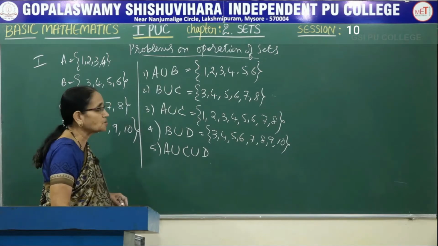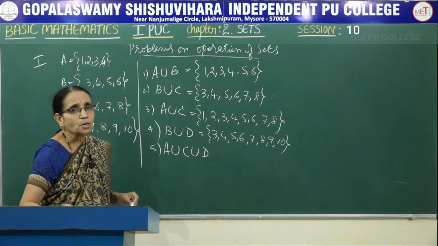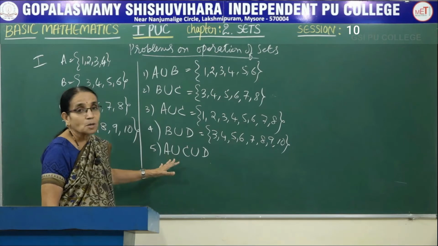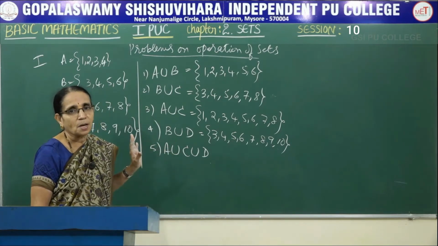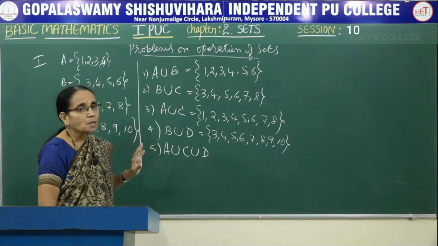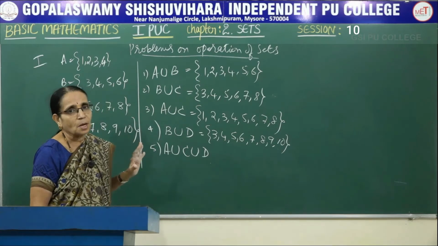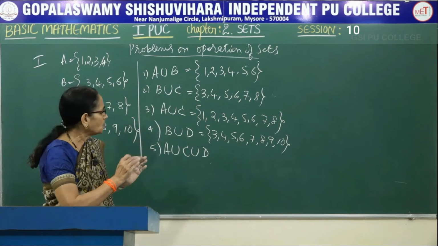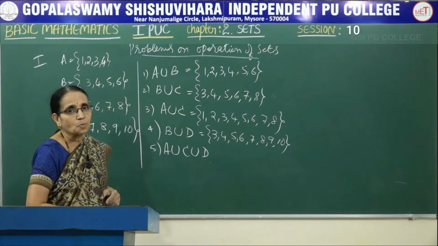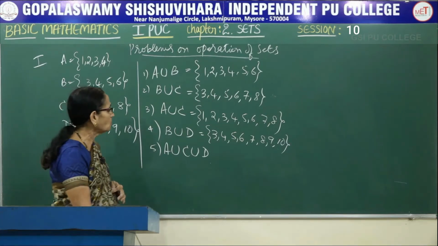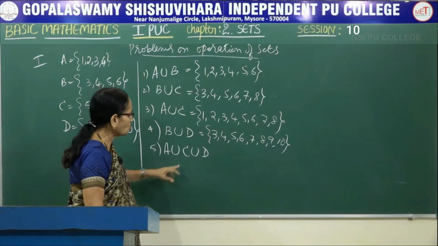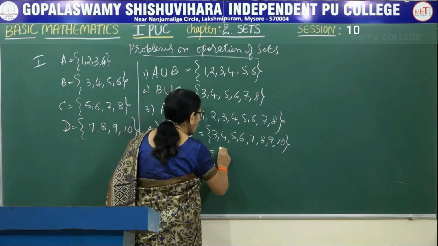A union C union D. Actually, which property does it resemble? It resembles the associative property. Associative property means there would be 3 sets here, and taking in whatever order you take, the result would be the same. So, that is what we have to find out here. The bracket has not been given. If you want, you can write it like this.